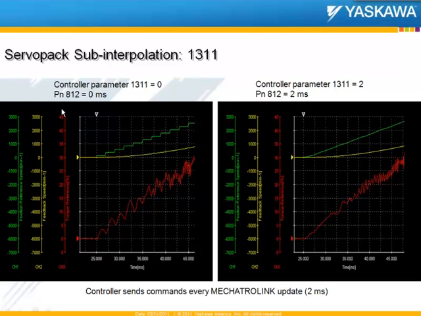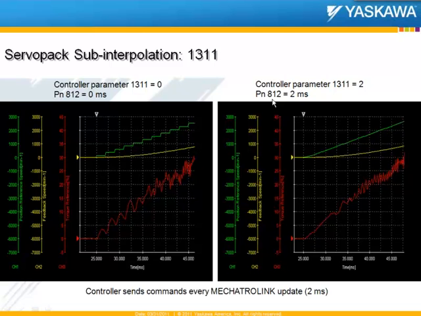Now, if you leave these sub-interpolation parameters enabled, essentially what it does is smooth out the command that the servo pack gets, as you can see here in the plot to the right. That helps in smoothing out the torque requirements on the servo. So you don't have as many jumps in torque requirements on this plot, because the sub-interpolation on the servo pack using parameter 812 and controller parameter 1311 were enabled.